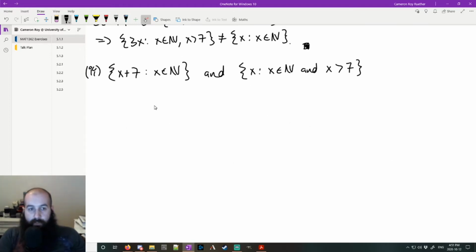Part 2 gives us these sets, the set of all natural numbers plus 7, and the set of all natural numbers which are strictly greater than 7. These are equal. And to prove that they are equal, we will simply show that the first is contained in the second, and that the second is contained in the first.